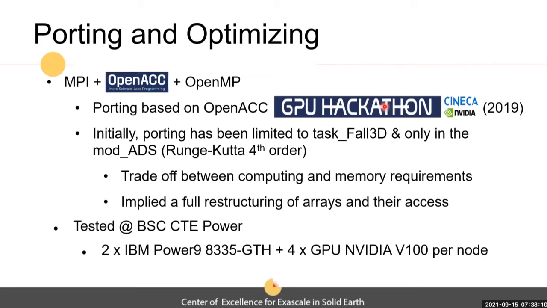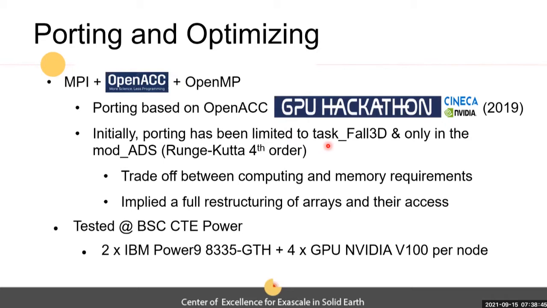Before porting and optimizing the full FALL3D application, a profiling campaign was performed to identify the most time-consuming part of the code. Such a campaign is not detailed right here. The full FALL3D application was ported initially using OpenACC and adding some OpenMP directives. This first version was ported during a GPU hackathon at Cineca in 2019. The porting was limited only to the task FALL3D and only in the module ADS, specifically the Runge-Kutta fourth order.